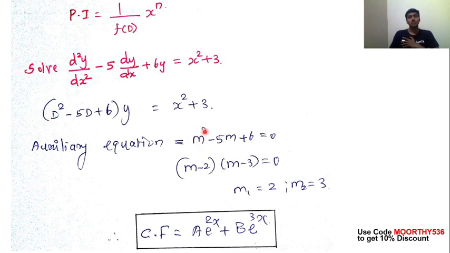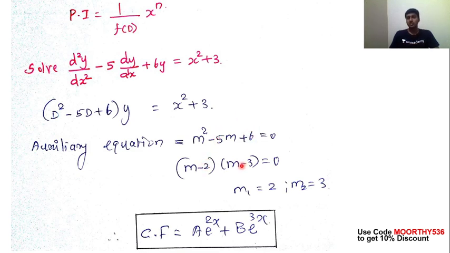So D square minus 5D plus 6 is equal to 0, which factors as (m minus 2)(m minus 3). The shortcut method is used to identify the root values here. When you multiply the two root values, it should give plus 6. When you add the root values, it should give minus 5.